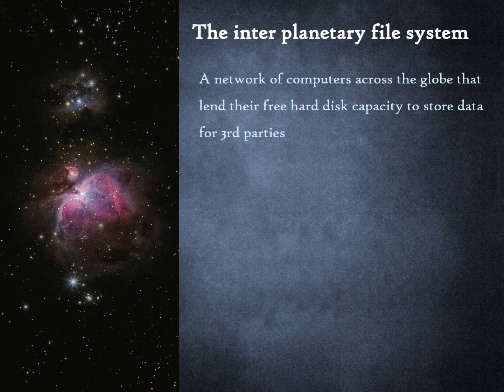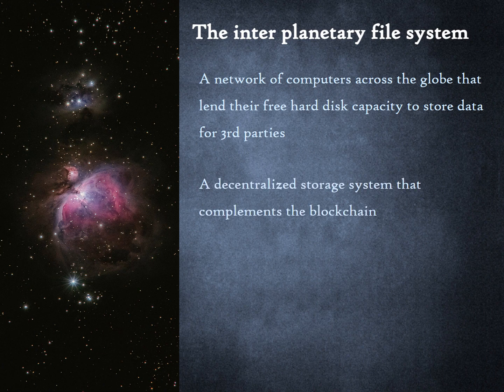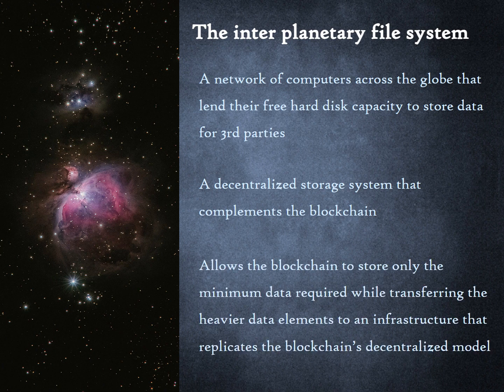The interplanetary file system or IPFS is a network of computers across the globe that lend their free hard disk capacity to store data for third parties. This is a decentralized storage system that complements the blockchain. The IPFS allows the blockchain to store only the minimum data required while transferring the heavier data elements to an infrastructure that replicates the blockchain's decentralized model.